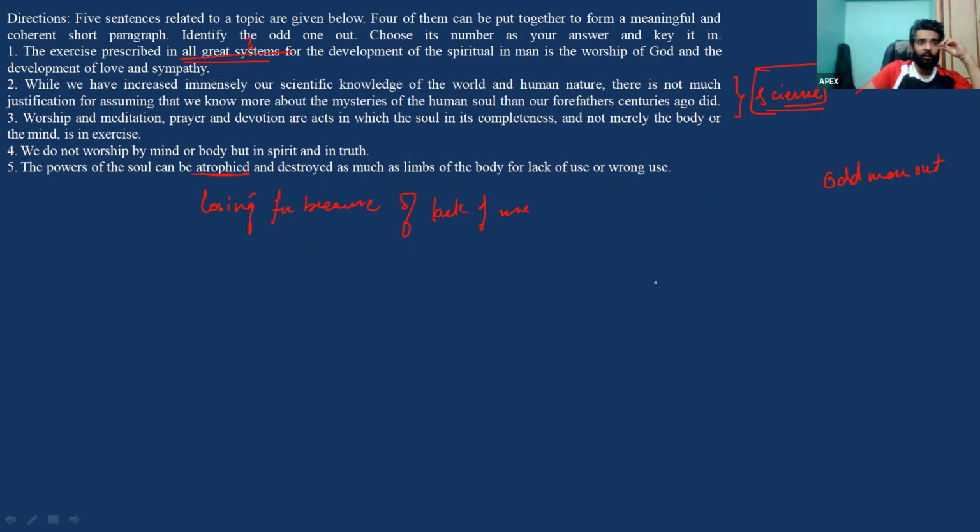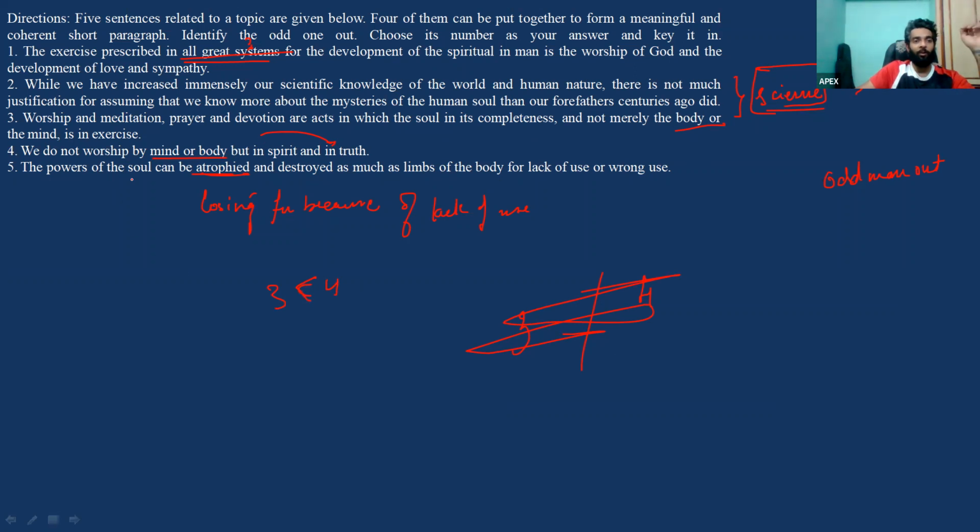So maybe we can go with something that's very, very generic. Okay, 4 seems to be generic. We do not worship by our mind or body, but in spirit and in truth. Okay, and then we can go ahead, or maybe we can start with 3. So either 4 or 3 can be the starting. And let's actually look at the approach here. So worship and meditation, prayer and devotion are acts in which the soul is in its completeness and not merely the body or mind. Is an exercise. Yeah, so we are first talking about the body or mind, and then we are talking body, mind, and something else. So definitely 3 comes before 4.